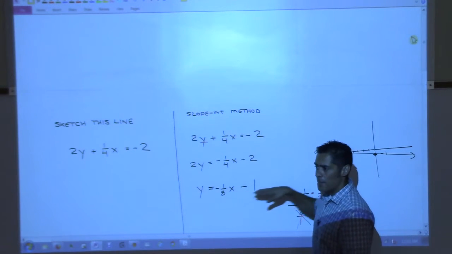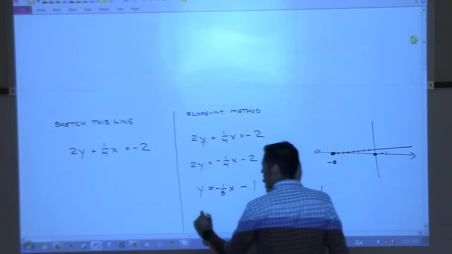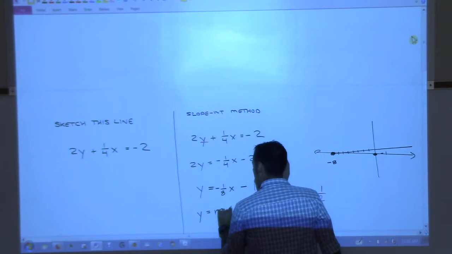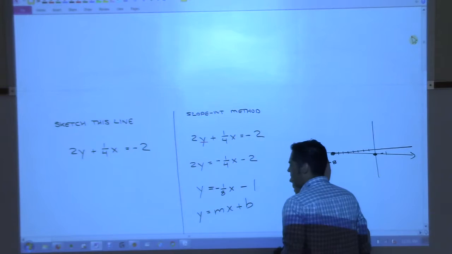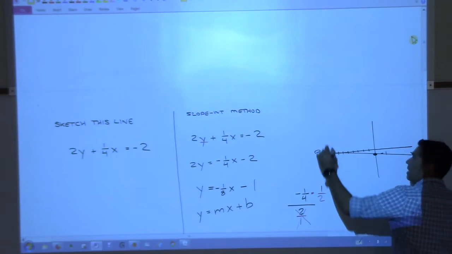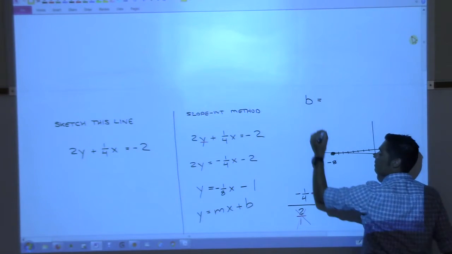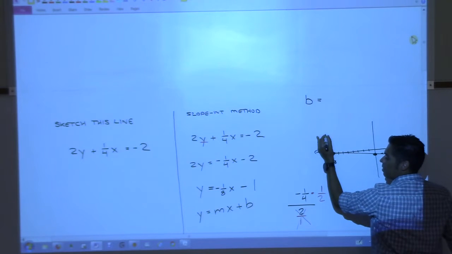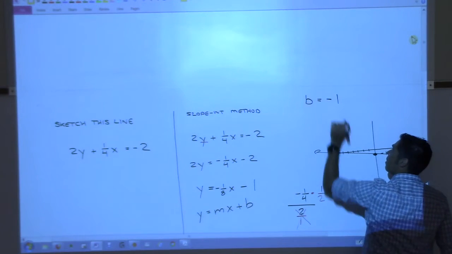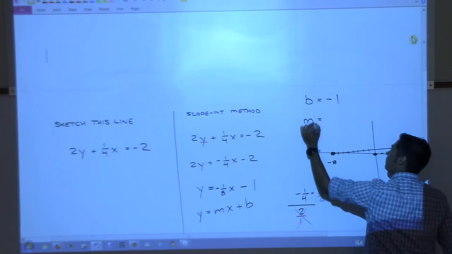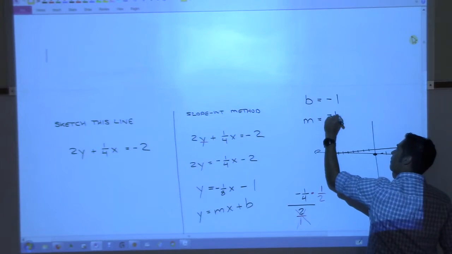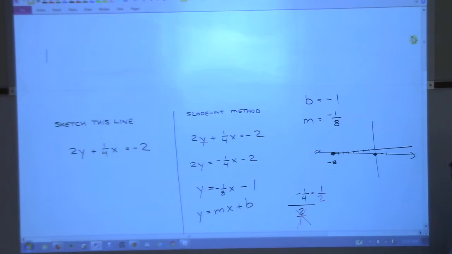Now, is this in slope-intercept form? Does this look like y equals mx plus b? Yes. This does look like y equals mx plus b. In that case, what is b? What is b for us here? Yep. What is it, though? Negative 1. And what is the slope of this line? Negative 1/8.